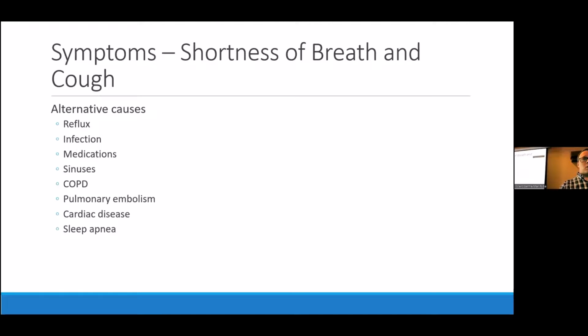We also want to make sure that we're ruling out alternate causes. So I just listed a bunch of things that can cause cough, and a lot of these things are co-occurring disorders for patients. So we have to consider that it's not necessarily just the ILD, and maybe there is something else that we can provide an intervention for.